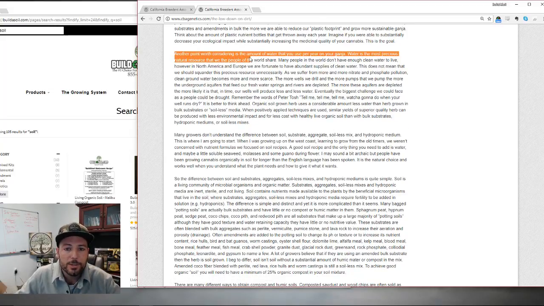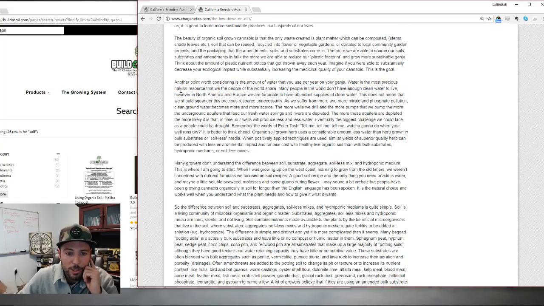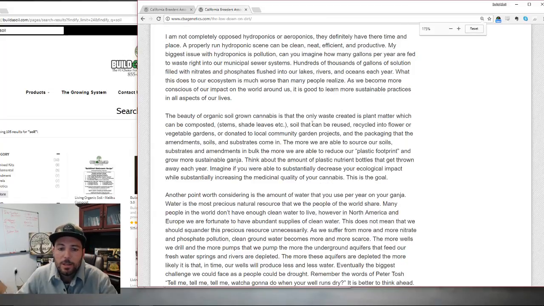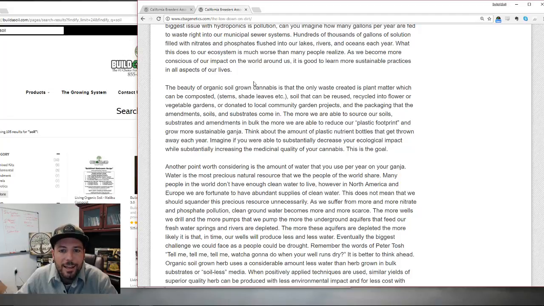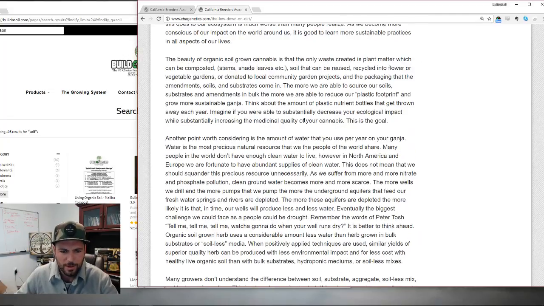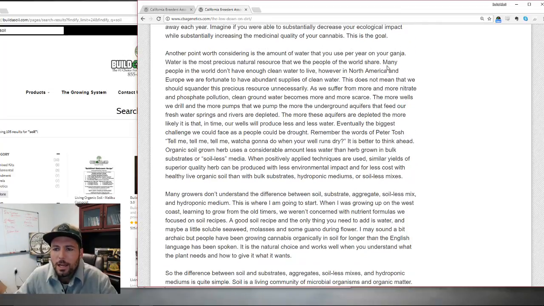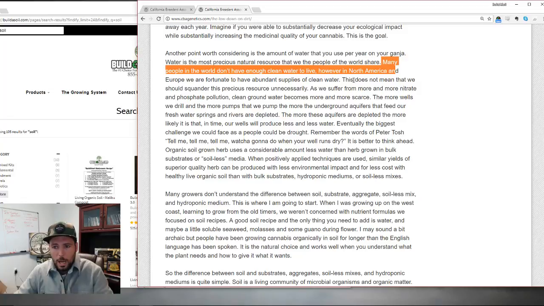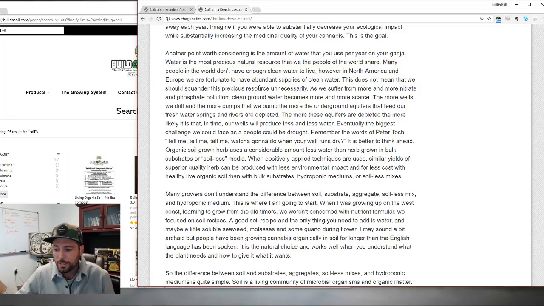Another point worth considering is the amount of water that you use per year on your ganja. Water is the most precious natural resource that we the people... Oh, I moved it. Let's see. All right, where did I go? Another point. Okay, here we are. Many people in the world don't have enough clean water to live. However, in North America and Europe, we are fortunate to have abundant supplies of clean water. This does not mean that we should squander this precious resource unnecessarily.